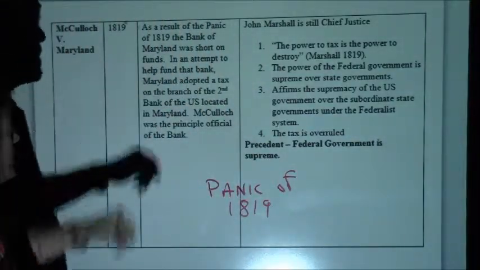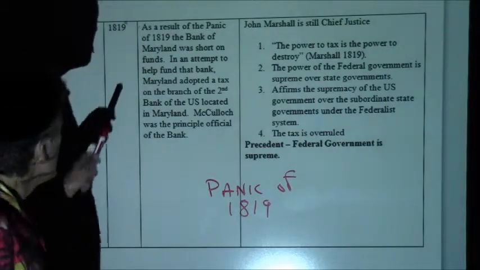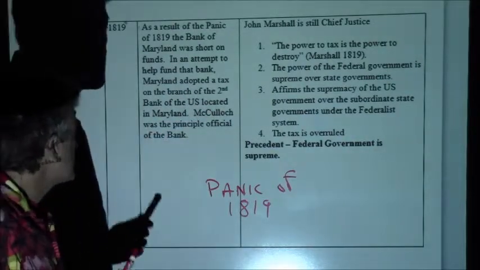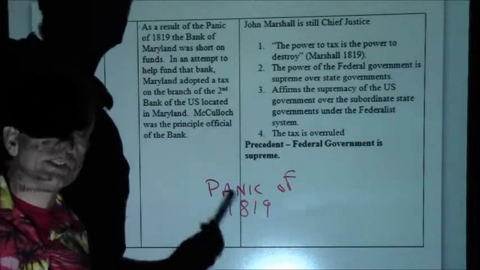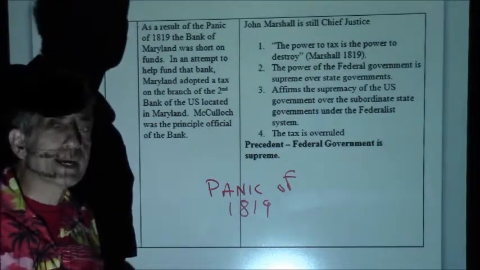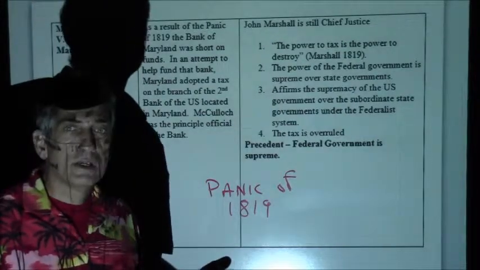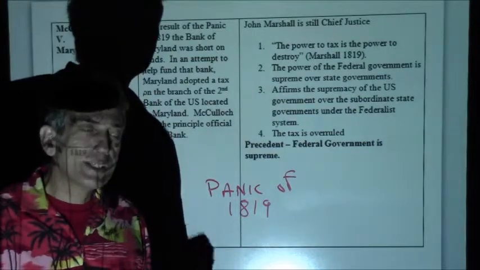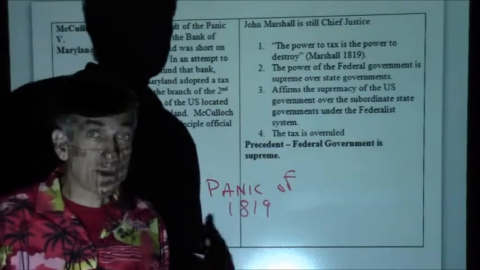So, as a result of the panic of 1819, the Bank of Maryland was short on funds. In an attempt to help fund that bank, Maryland adopted a tax on the branch of the second bank of the United States located in Maryland. McCulloch was the principal official of that bank. You can consider him the local bank president for the second bank of the United States. And of course McCulloch says, I'm not going to pay this money. And the question is, can a state tax an institution of the federal government? Because if it can do that, then a state can do things to all other entities, if you like, of the federal government operating within the state.